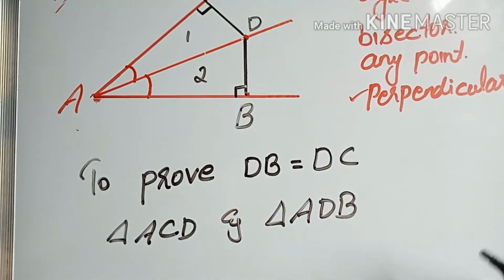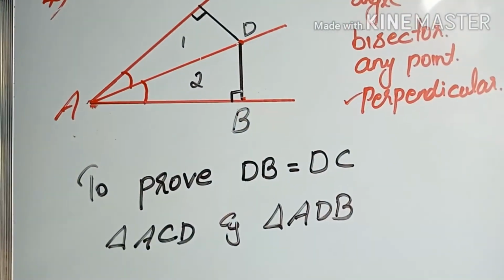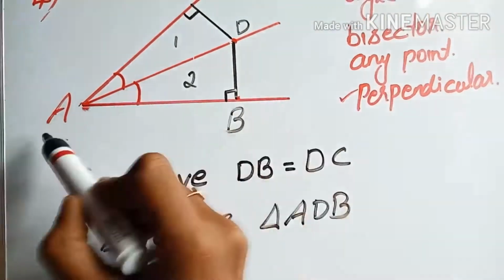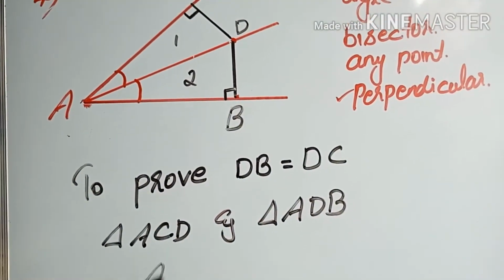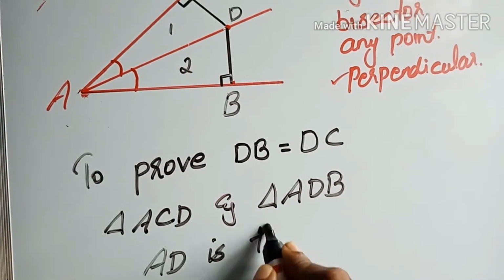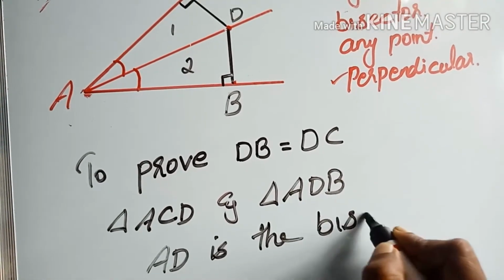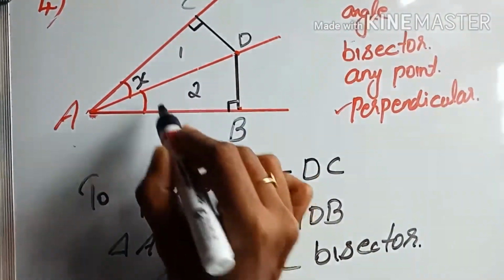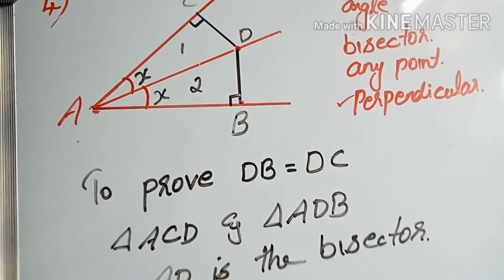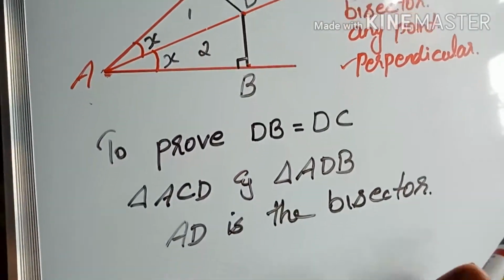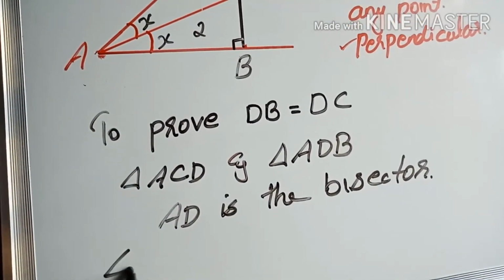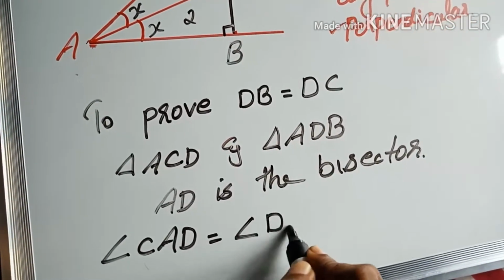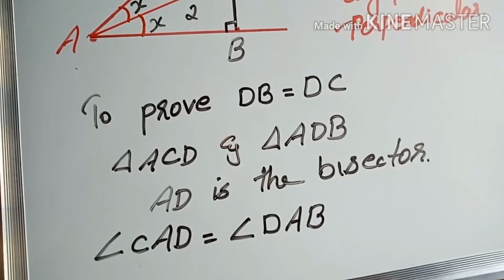So in these two triangles you can say that these two angles are the same because AD is the bisector. Therefore angle A is divided into two equal halves. That means if this is x degrees, this will also be x degrees. These two will be equal. So one angle is the same, that is angle CAD equal to angle DAB. One angle we got equal.